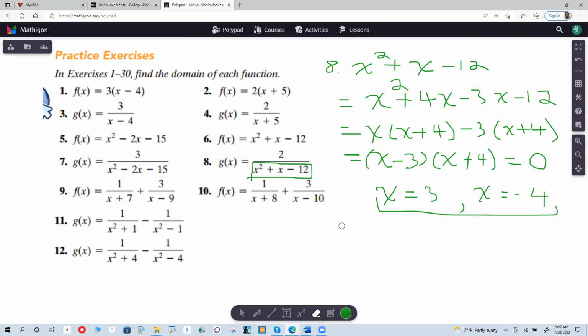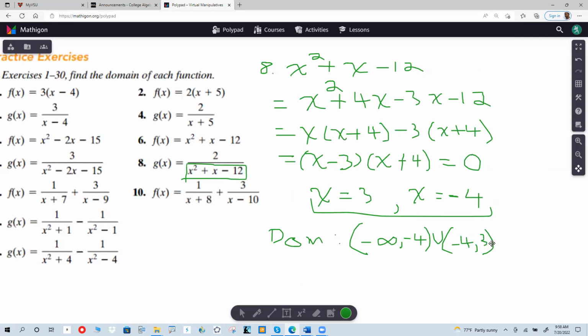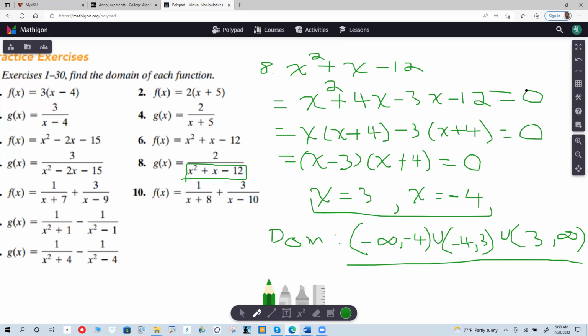By setting this equal to 0, you can say, well, what's the domain then? The domain, start with the smaller one: negative infinity to negative 4, union negative 4 to 3, union 3 to infinity. Done. That's your answer. You won't be able to see it right away if it's a quadratic function like that. You have to set it equal to 0 and then solve for it. And you can write it like this to begin with if you want to.